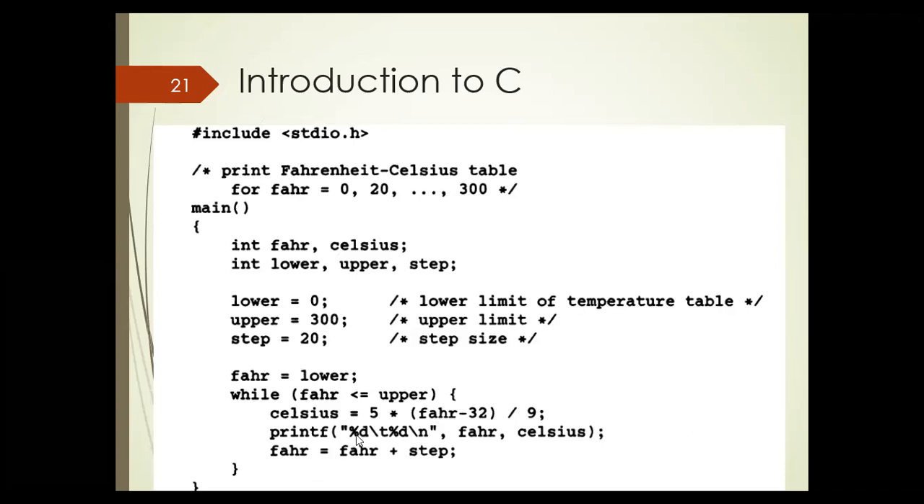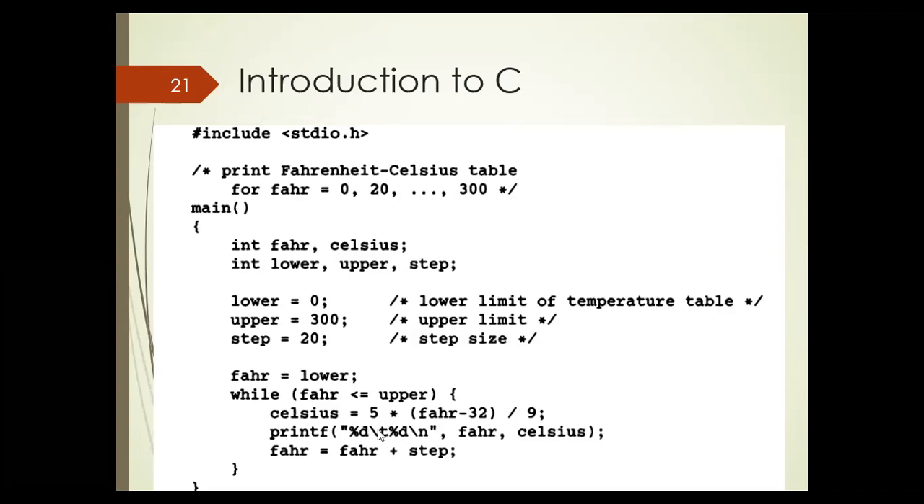You use a percentage d. Percentage d is the format specifier for integers. If you had a floating point number, it would be percentage f. If you have a double, it would be percentage g. If you have a character, percentage c, or a string, percentage s. All these are format specifiers. So when the compiler comes across this printf and the percentage d, it is saying we want to print the value of an integer.